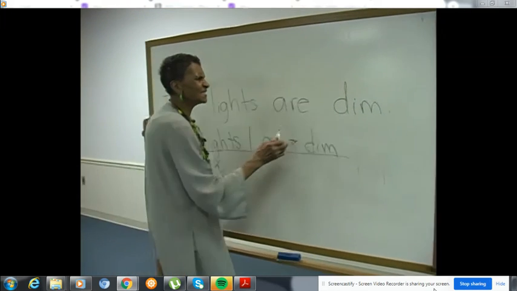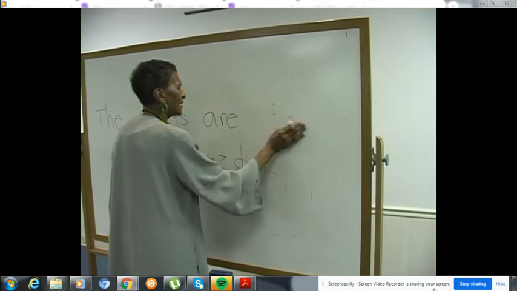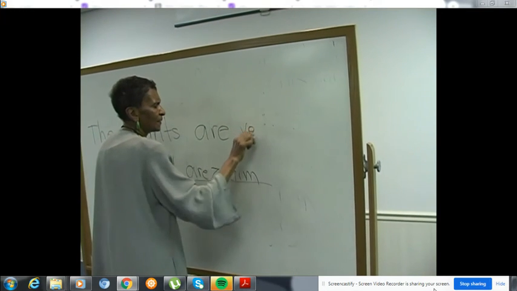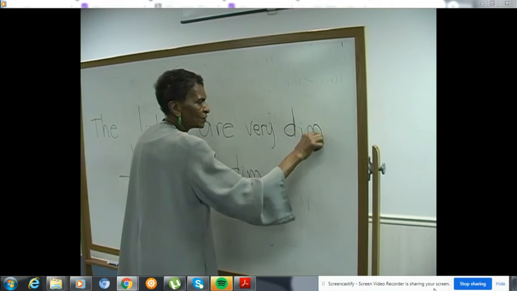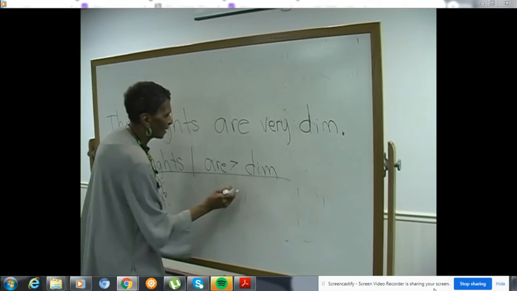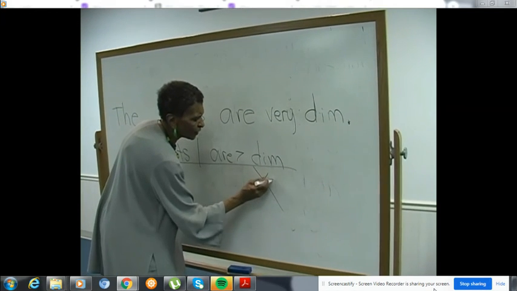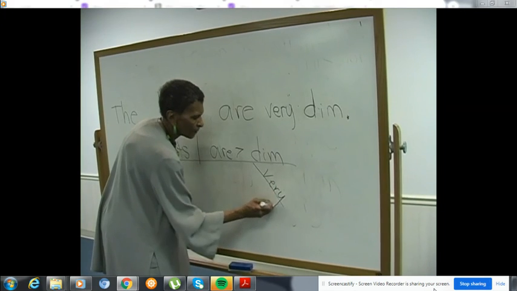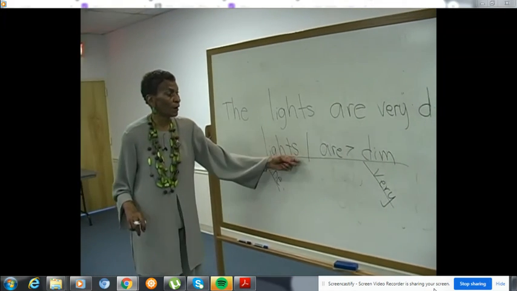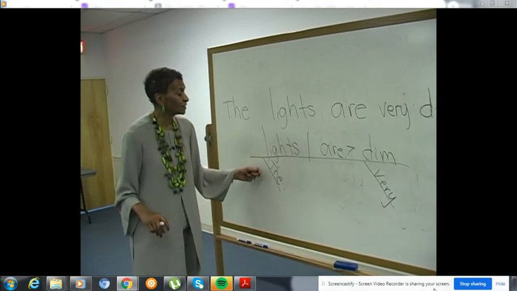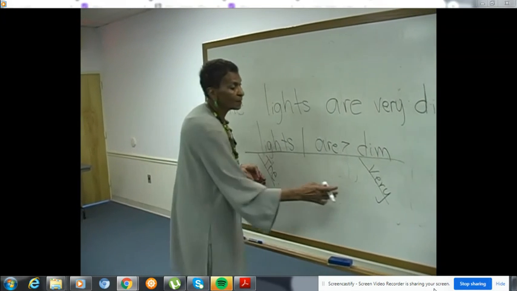Okay, let's change this and make it say the lights are very dim. Punctuation or period. How dim are they? Very. What's your subject? Lights. Lights what? Are what? Dim. Which lights? The lights. How dim are they?